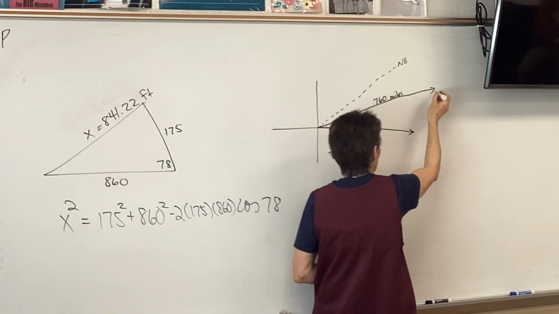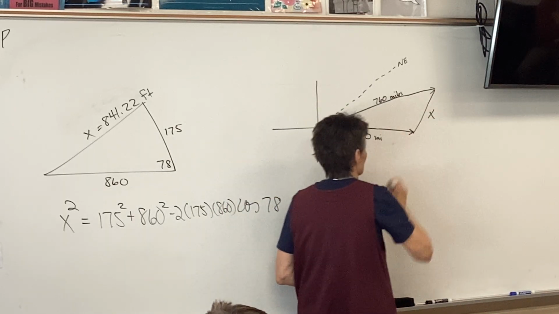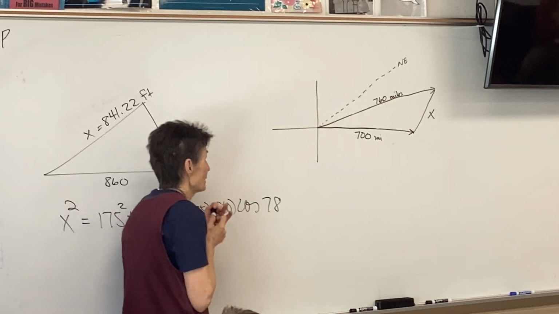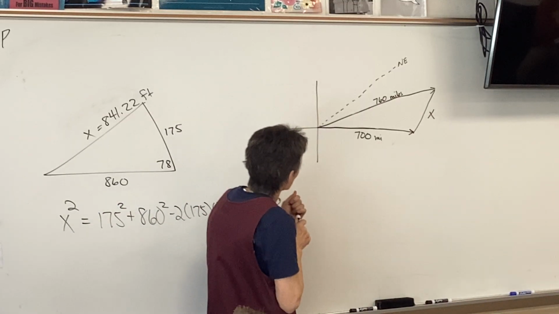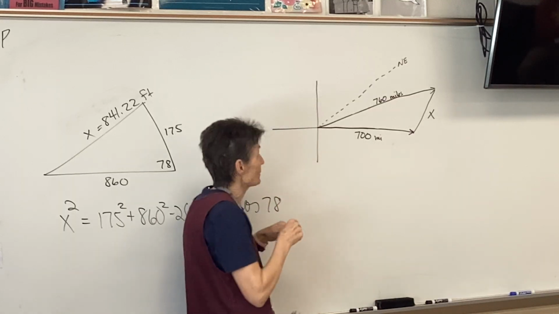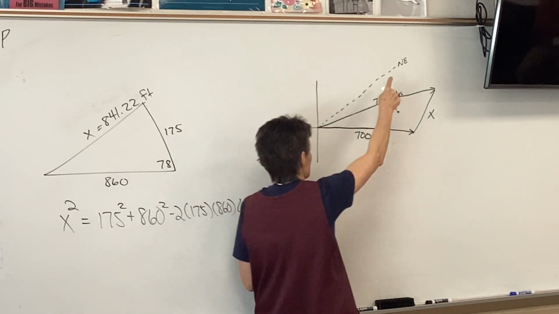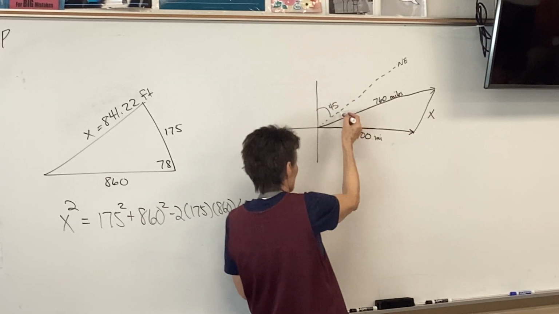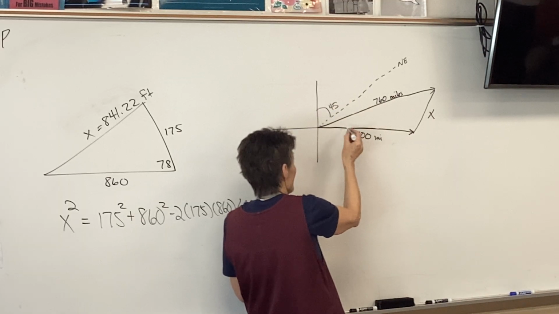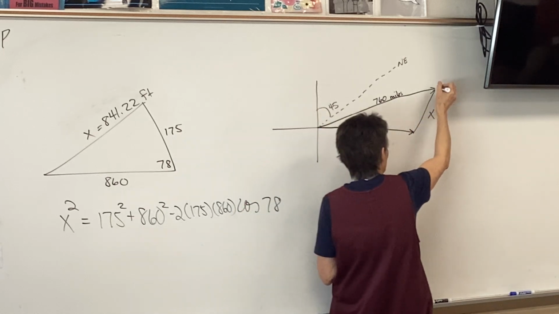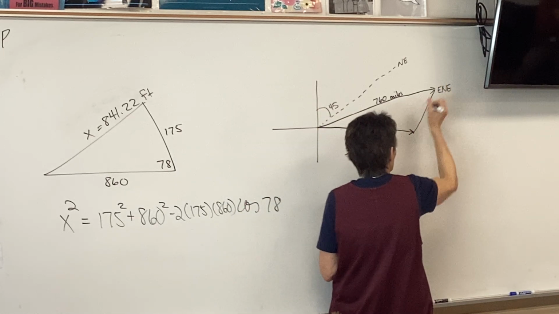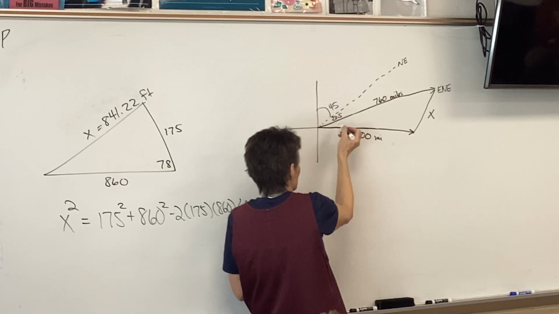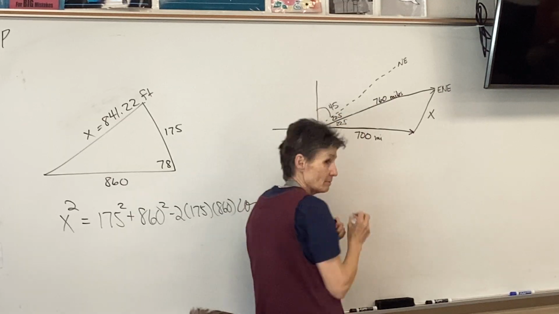And I wanna know how far apart they are. Well, we actually do have an angle. Remember that northeast would be 45. This whole thing is 45, but we split it because this was east-northeast. So this is 22 and a half.